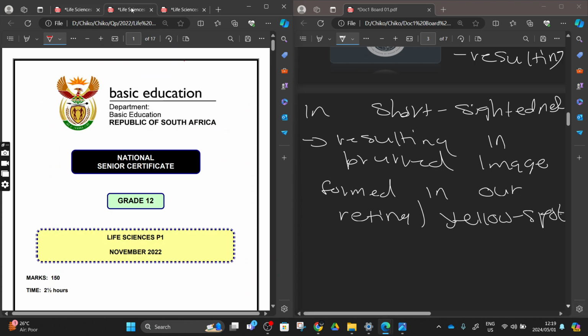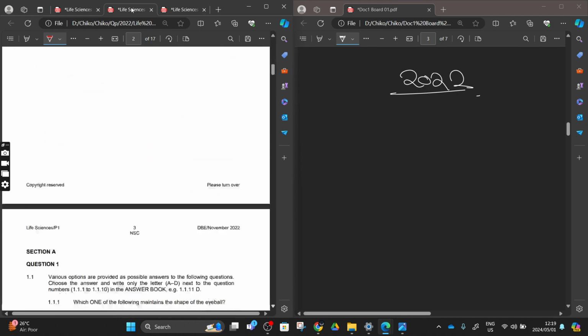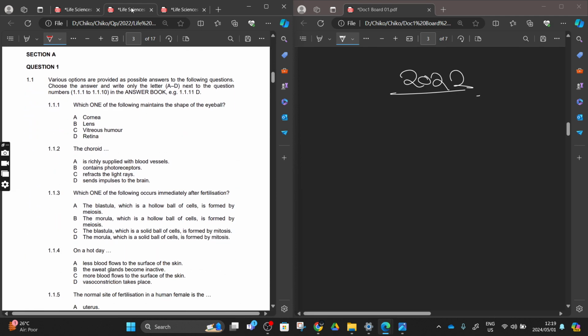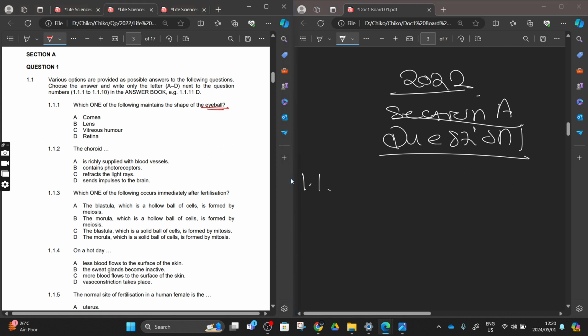Let's rush to our 2022 paper. Let's see the questions. Yes, various options are provided, and we are choosing the same way. Section A, question 1. Don't forget, if you are going to answer question 1, then you come to 1.1. Which one of the following maintains the shape of the eyeball? We did this. Retina? No. Vitreous humor? Yes. Lens? No. Cornea? No. Then the answer will be C.